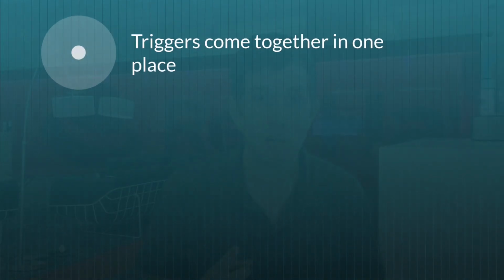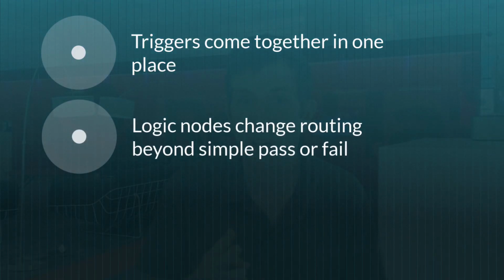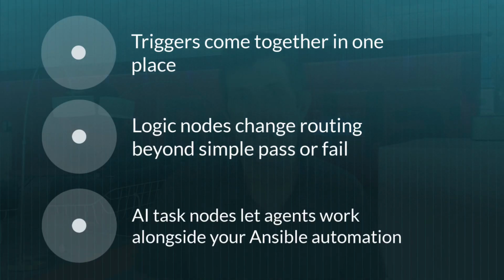In the next 5 minutes, we'll cover 3 things that matter most for infrastructure teams: how triggers come together in one place for more composable, portable automation, how these new logic nodes change routing beyond simple pass or fail, and how AI task nodes let agents work alongside your Ansible automation. Let's start with how workflows get started.